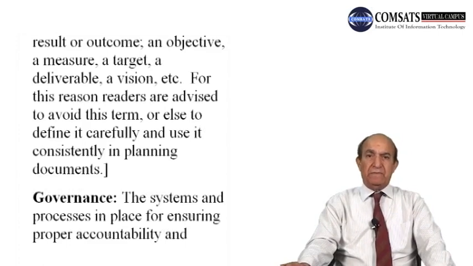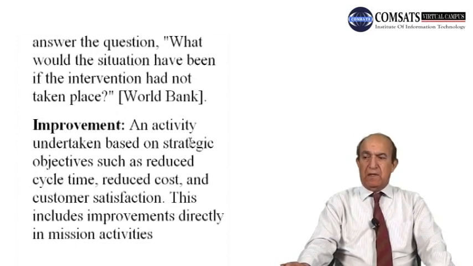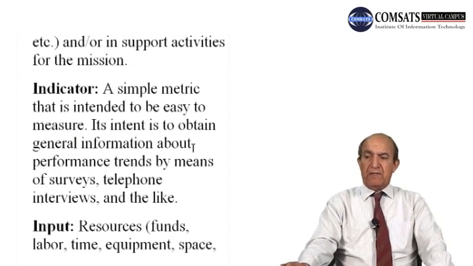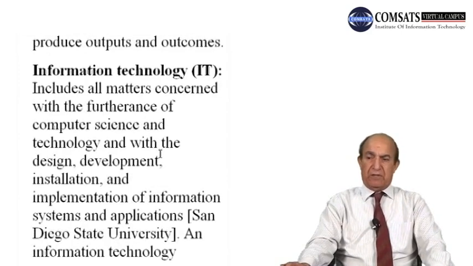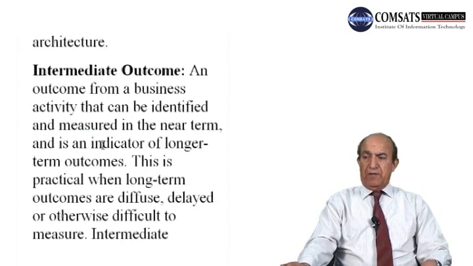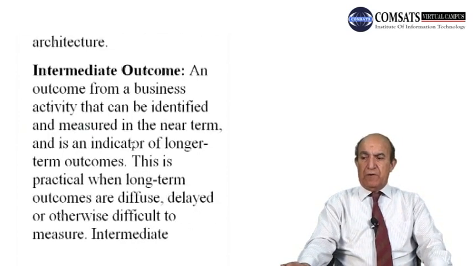Governance, common term. We talk a lot these days that government has poor governance. So, the systems and processes in place for ensuring proper accountability. Improvement, to make things better. Indicator, a simple metric that is intended to be easy to measure. You want to measure the progress, you want to check something, you set some indicators to achieve those. Input is something which goes inside a project. Information technology, you all are very familiar with this term. Intermediate outcome, an outcome from a business activity that can be identified and measured in the near term and is an indicator of longer term outcomes.